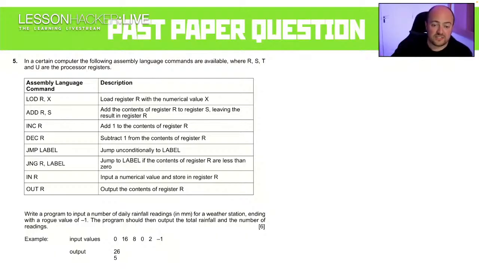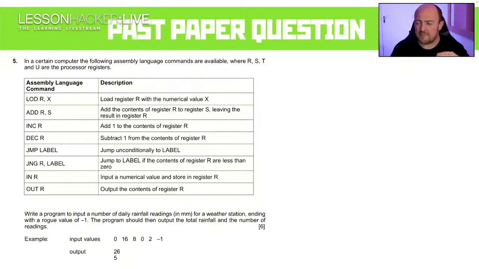So we've got in here load RX, which means load register R with a numerical value X that puts a number into it. You're basically going to be reading through this and looking at what tools you've got to put things together. Then write a program to input a number of daily rainfall readings. They love rainfall readings for some reason. For a weather station, ending with a rogue value of -1. Rogue value basically means a value that's completely different to what I'm expecting. You wouldn't expect negative rainfall. Rain wouldn't be sucked out of the ground and brought back into the, well, I suppose that is at the water side.